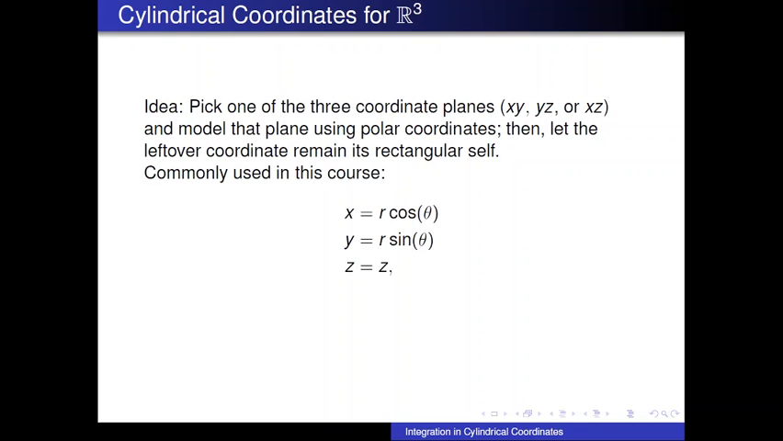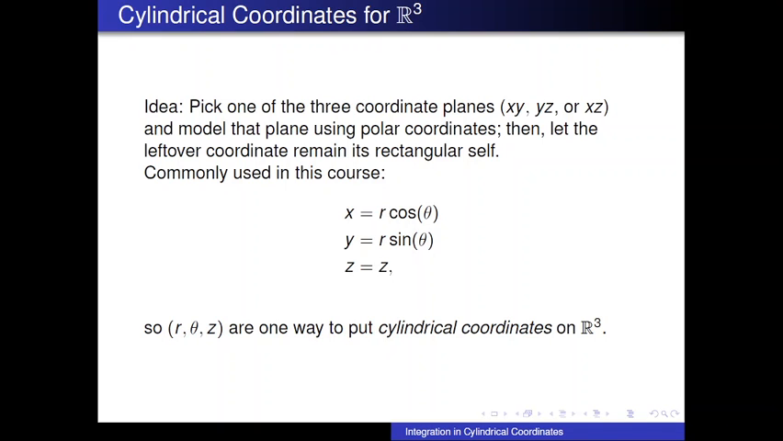Then you'll have one other direction that's left over in space, and you'll just let that leftover coordinate remain as itself. The most common one, or maybe the first one that we'll encounter in this course, is to let the xy plane be modeled in polar coordinates as we've done before, and let z just stay equal to z. So we'll say that r, theta, z are one way to put cylindrical coordinates on R^3. Another way is to have the yz plane be modeled in polar coordinates and let x stay as itself, or let the xz plane be modeled in polar coordinates and let y stay as itself.